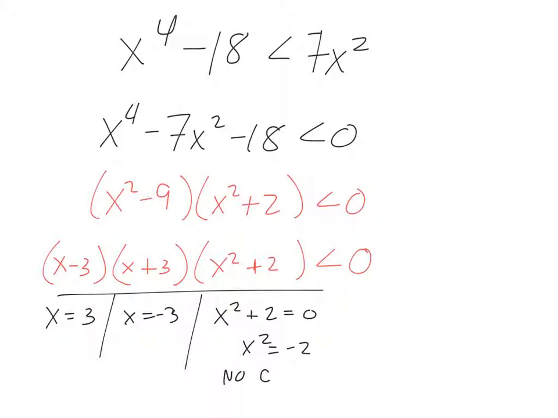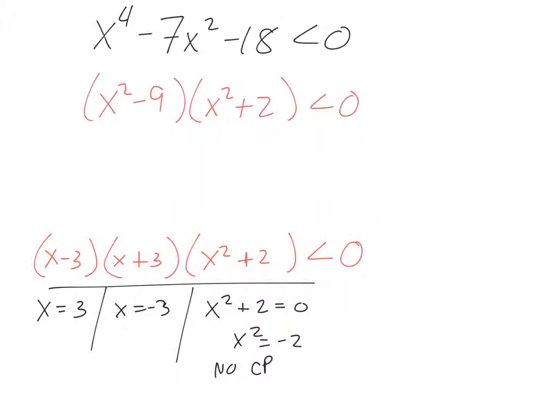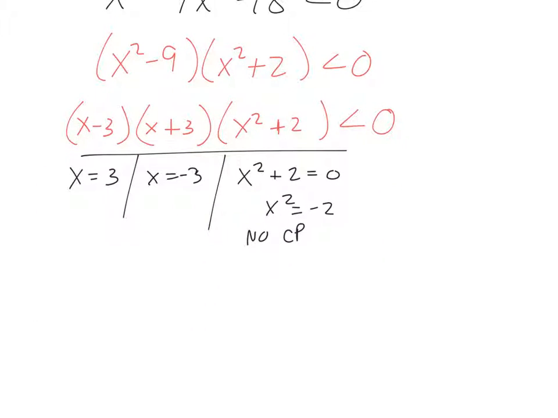So there's no critical point for this one. Okay, for this portion right here. But you still have 3 and negative 3 as critical points. Okay? No critical points for the part you can't actually get a solution for.